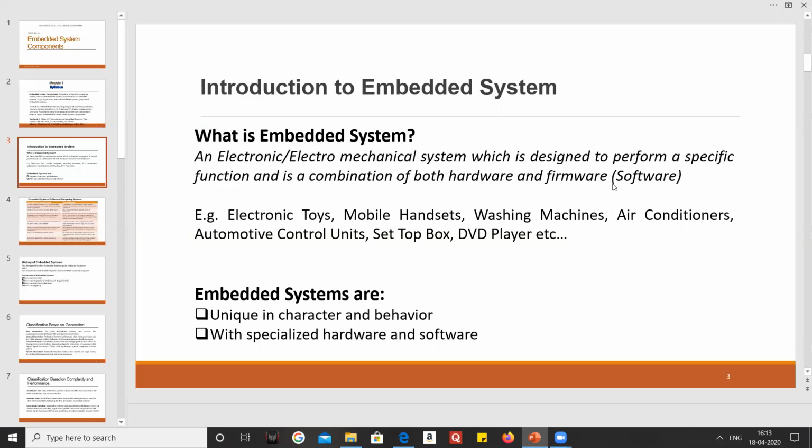To generalize this, we can understand that you take any embedded system, it is meant for performing a specific application, like a washing machine meant for washing clothes, air conditioners to maintain the room temperature. So this is a brief summary of an embedded system. So now let us go to the next slide.